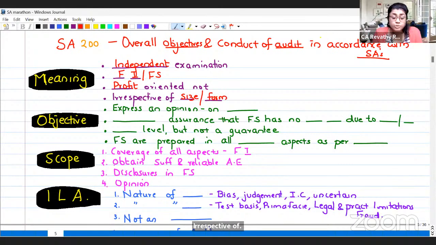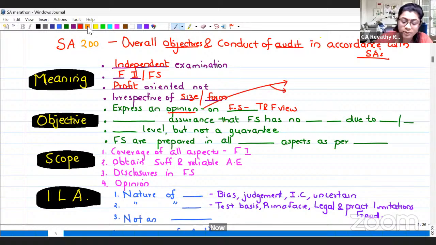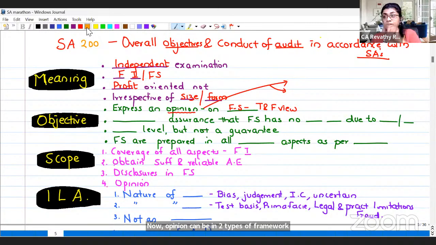Now, what is the objective of auditing? In fact, we are going to express an opinion. Opinion on what? On whether the financial statements show a true and fair view. And now, an opinion can be given in two types of framework. Can someone say what those two types of framework are? It's also there in SA 700.